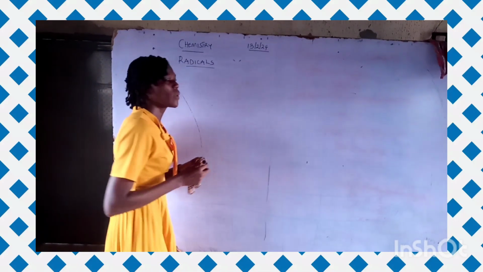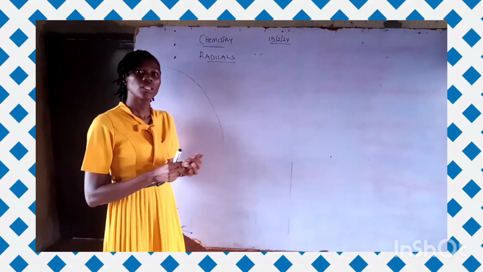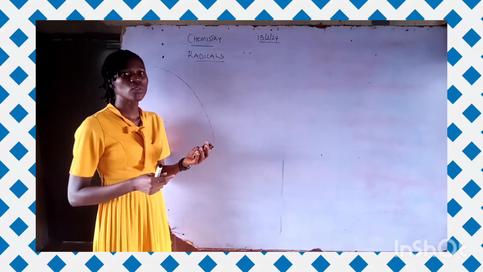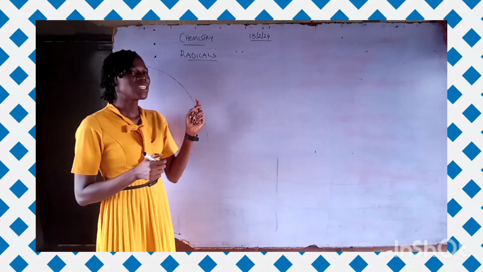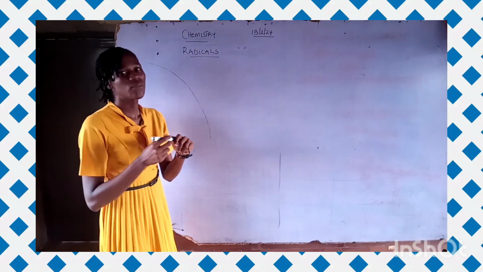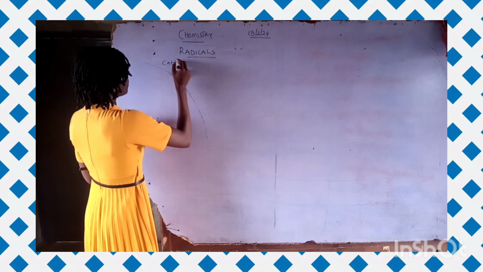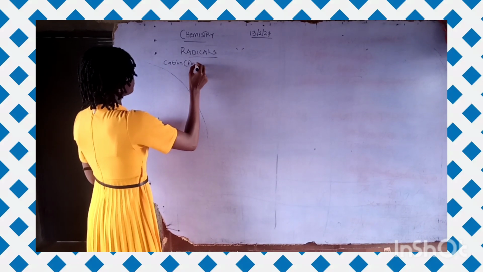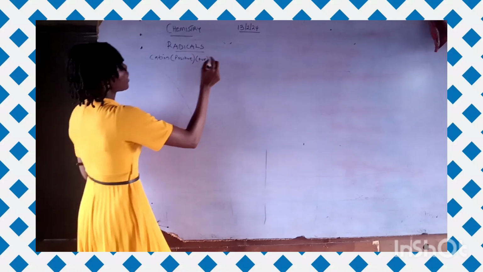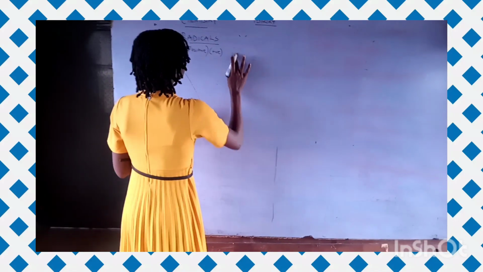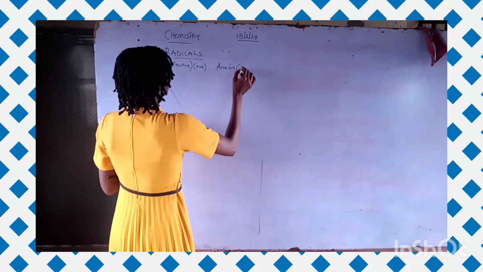Now, you might be asking what is a radical, or what are radicals? Radicals are a group of atoms of an element, or of two or more elements, that has a charge, and that charge can either be positive or negative. The positive one is what we call the cation, and we have the negative, that's the anion.